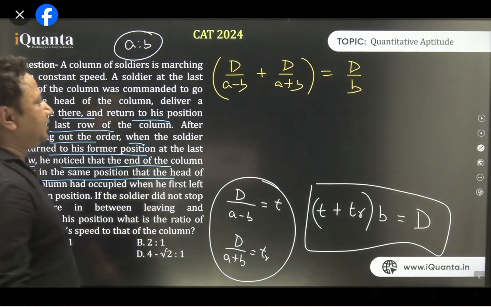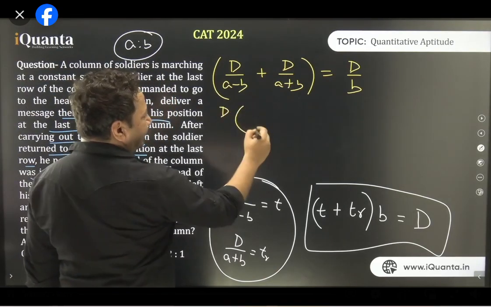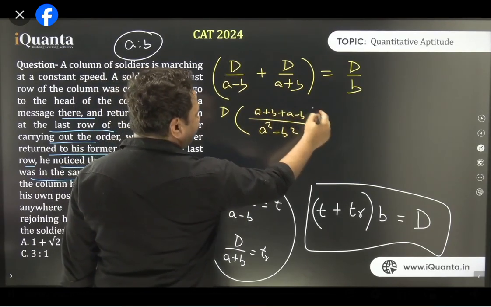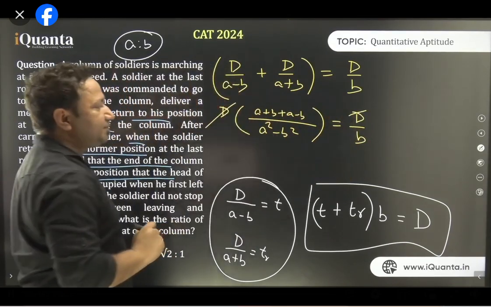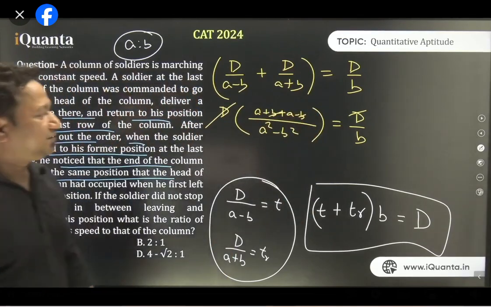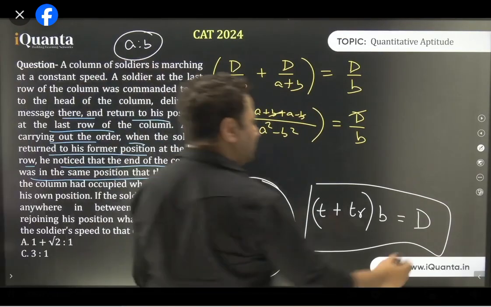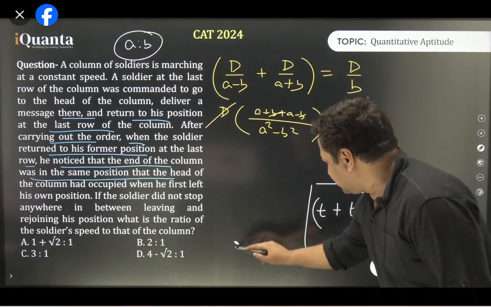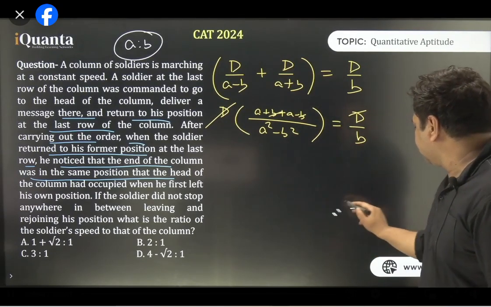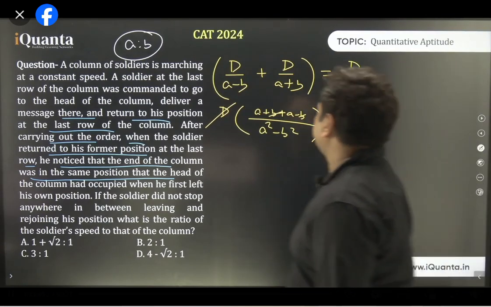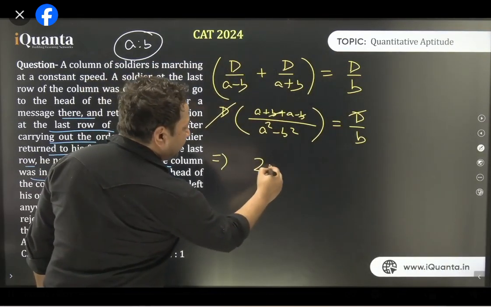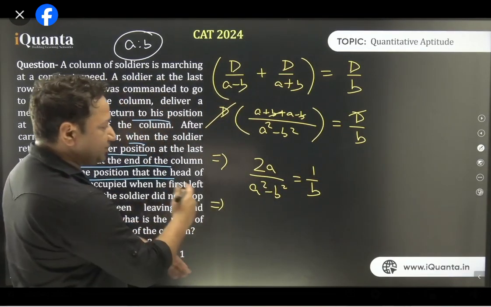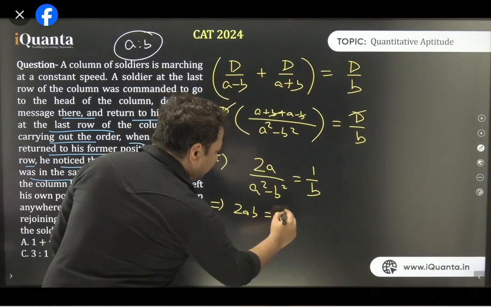All right. I can take D common, and here I'll have A square minus B square, taking the LCM. On top we get A plus B plus A minus B, bracket close. This is equal to D by B. And as you can see, D and D get cancelled here, and here B and minus B also get cancelled. Cool. I'm erasing this white part to solve this equation correctly. So what do we have now? 2A upon A square minus B square is equal to 1 by B, or I can just cross multiply and I'll get 2AB is equal to A square minus B square.